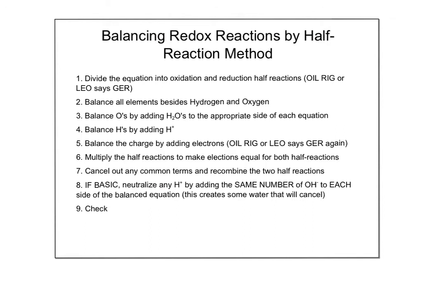All right, so here's what we are going to do. You are going to assign your oxidation numbers and figure out what's reduced and what's oxidized, and then divide your equation into oxidation and reduction half reactions. So whatever is being oxidized goes on one side, whatever is being reduced goes on the other. Then the important step: balance the elements. You will skip hydrogen and oxygen. We balance hydrogen and oxygen differently in these redox reactions.